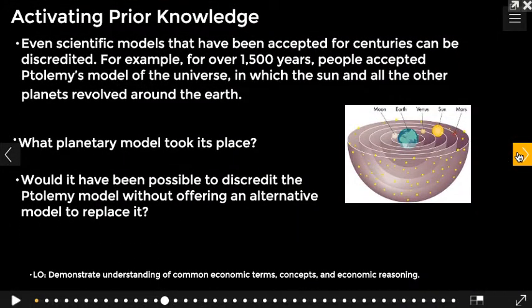Even scientific models that have been accepted for centuries can be discredited. For example, for over 1,500 years, people accepted Ptolemy's model of the universe, in which the Sun and all the other planets revolved around the Earth. What planetary model took its place? Would it have been possible to discredit the Ptolemy model without offering an alternative model to replace it?